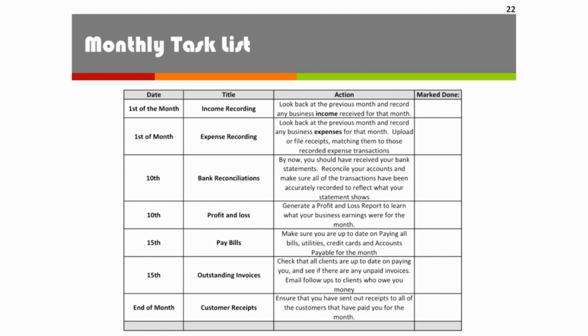Also, by the 10th of the month, you've finished all of the things for the previous month, so you can go ahead and generate that profit and loss report and export it to your desktop so you can save it in a file folder and have a profit and loss report for every month. Then at the end of the year for tax time, you can generate one for the whole year.